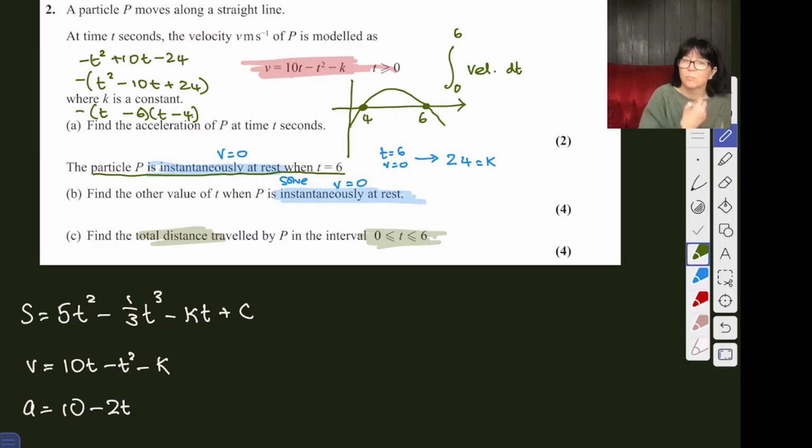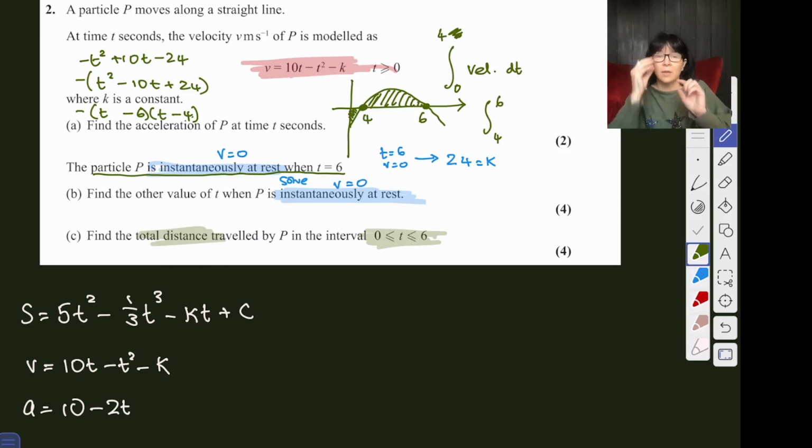Okay. Where do I want to find the distance? 0 to 6. Okay, nice try, examiner, but I can see that I need to split this up into 2 bits. I need to do, first of all, the 0 to 4. That bit's going to come out negative, but I'm going to ignore the minus sign. Then I'm going to do another integral from 4 to 6 to get this area, which is the forward bit.